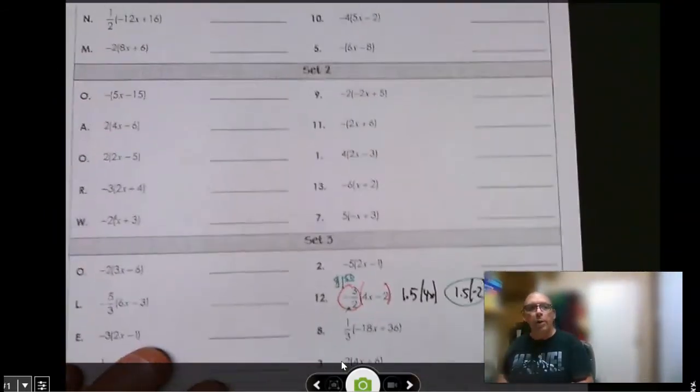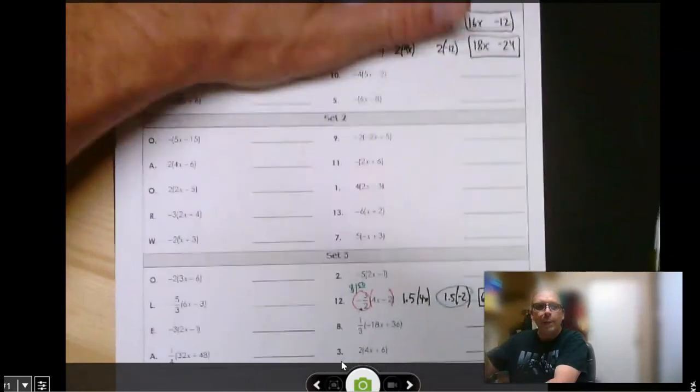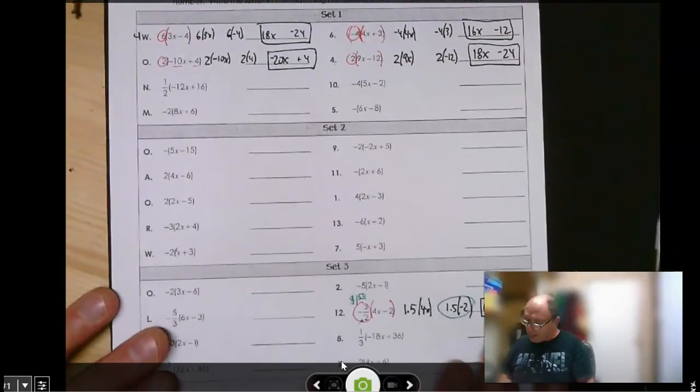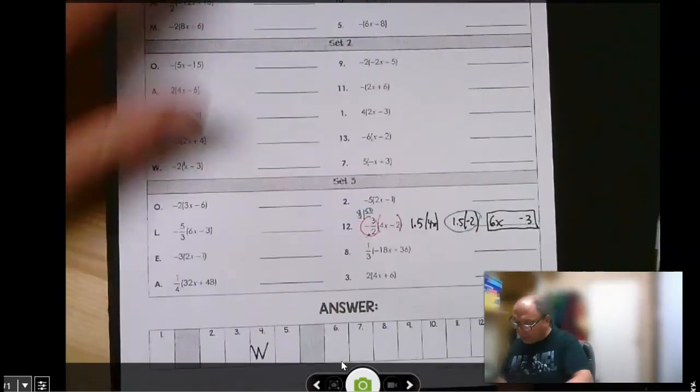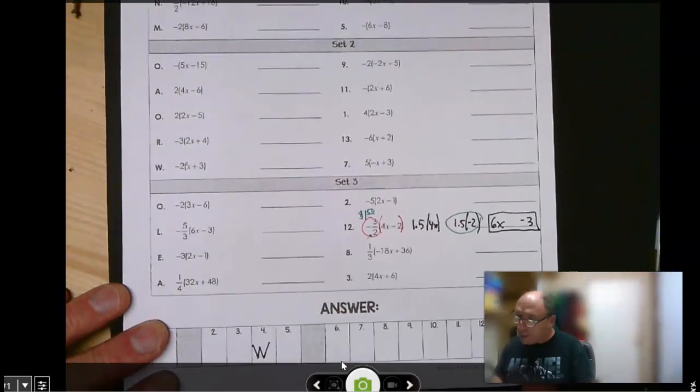So it's a Thursday short day. Share your answers with each other, but this is just a practice of doing the distributive property. And let's see how many of you can get the answer at the bottom.